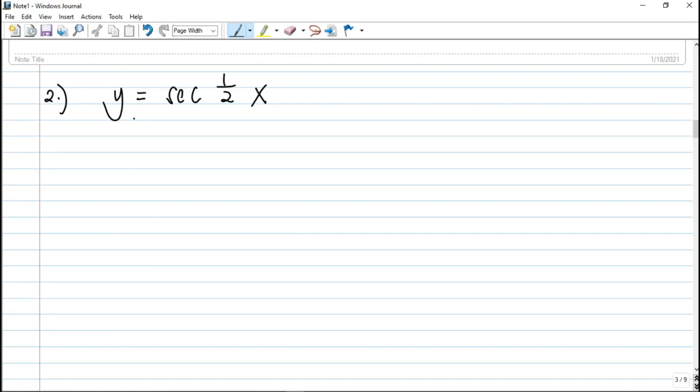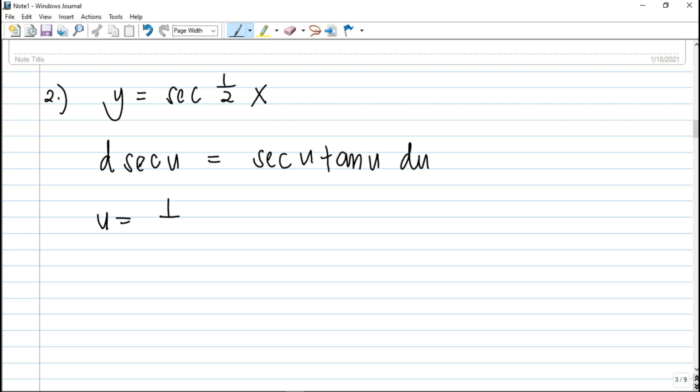For this next problem, we have y equals secant of 1/2 x. The derivative of secant u is equal to secant u tangent u du. Let's find what your inside function u is. Here, u is equal to 1/2 x. We find du so that we can apply the formula. The derivative of u equals 1/2 the derivative of x.